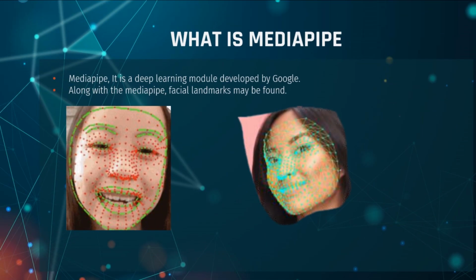So as you can see here, let's learn what MediaPipe is. MediaPipe is a deep learning module developed by Google. And along with MediaPipe, facial landmarks may be found. As you can see here, we have two different images. Here and here. The landmarks on the faces are here.